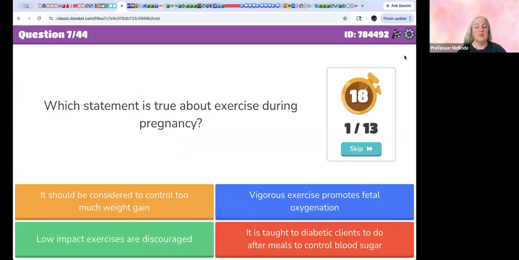Which statement is true about exercise during pregnancy? This one we talked about. Low impact exercises are good in pregnancy, and we use exercise to help control blood sugar for diabetics.